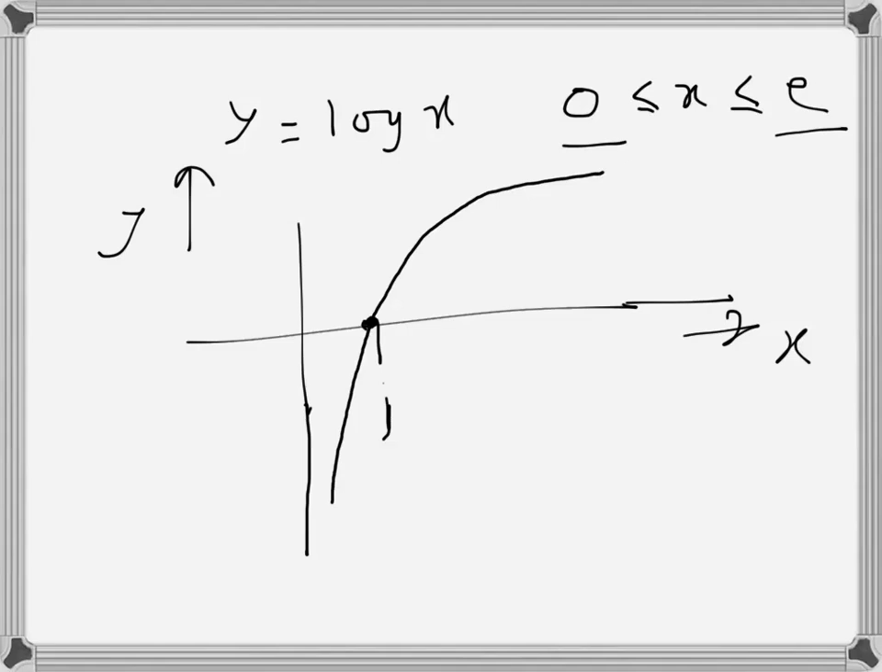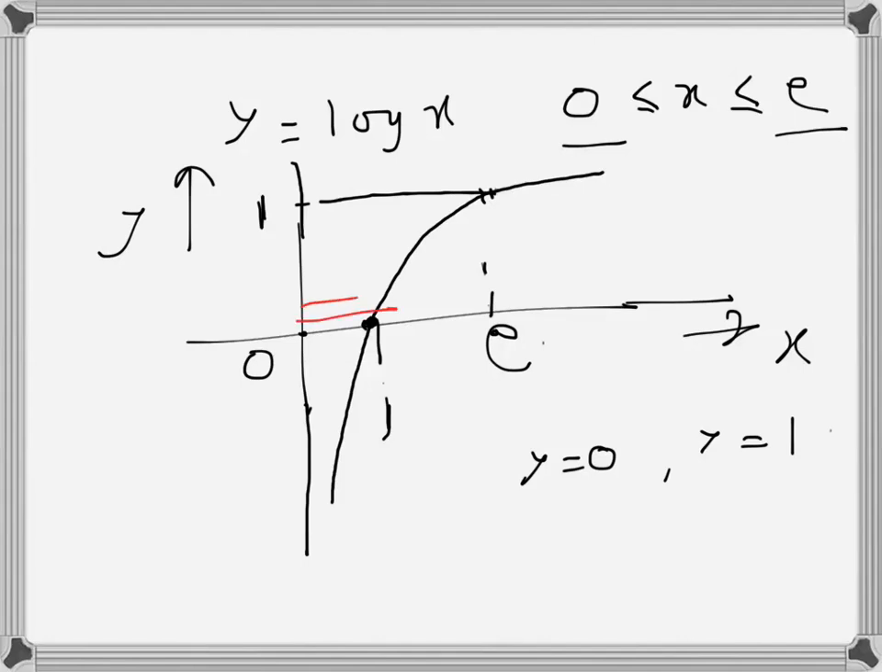And when x is e, let's say e is somewhere there, 2.71, when x is e, log e is 1, so y will be 1, and this is where y is 0. So we need to find the area under the curve from y is equal to 0 to y is equal to 1, and we need to find this area first. This is the first thing we have to do.